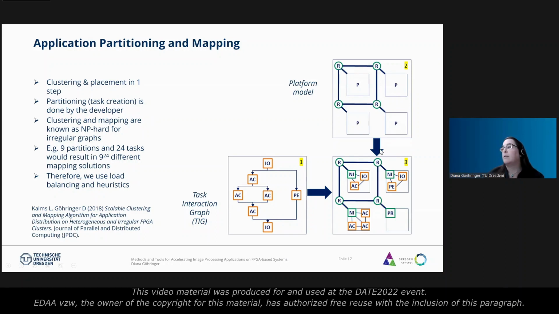And the result of our tool will be basically something like this. So we will have here a mapping. In this case, there will be one master kernel, one processor, which sets up the system. That can also be a hardware implementation if no processor is needed. And then different accelerators are mapped to the network on chip. We do the clustering and placement in one step. And as this clustering mapping is NP hard, we work with heuristics.